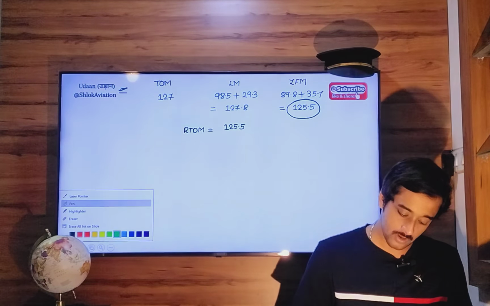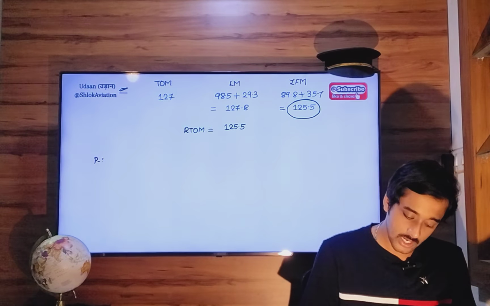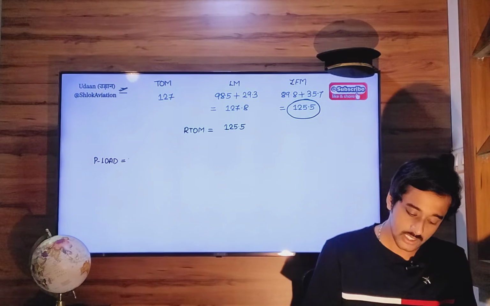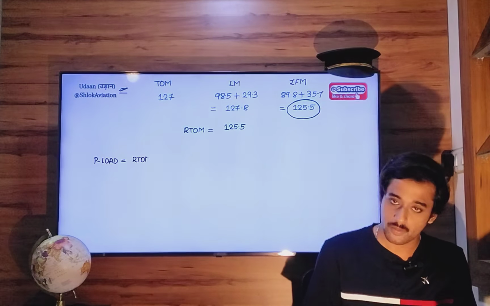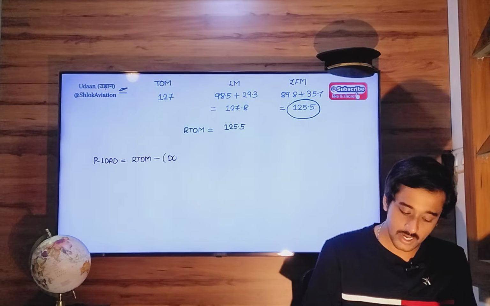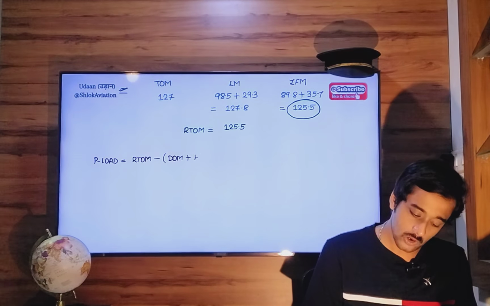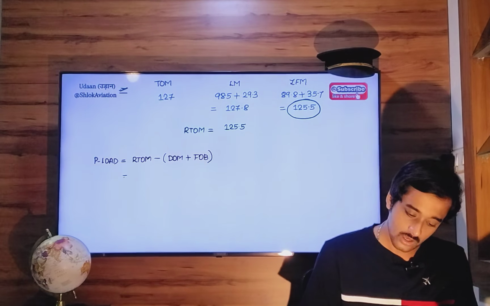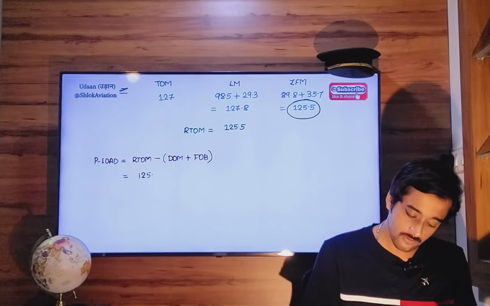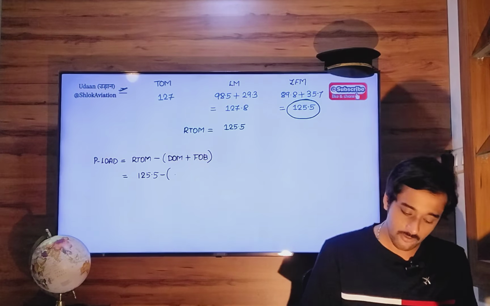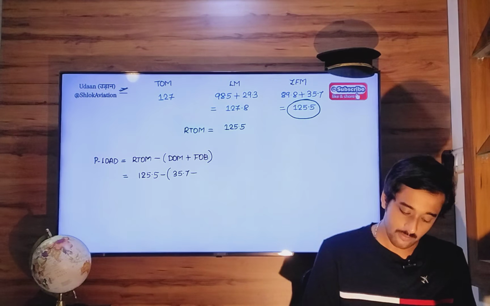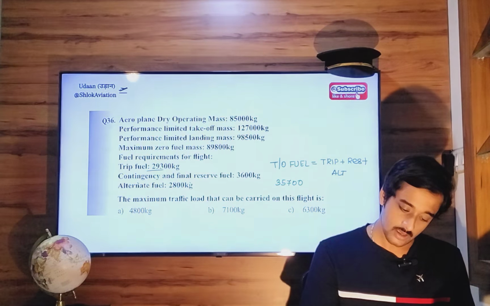Next, step number 2, payload or traffic load is regulated takeoff mass minus dry operating mass plus fuel on board. So 125.5 minus 35.7 plus DOM 85.